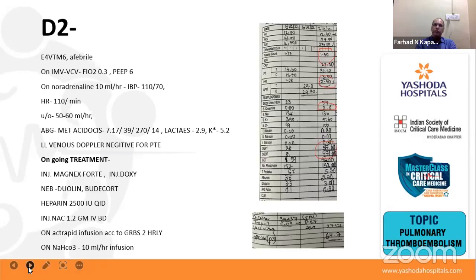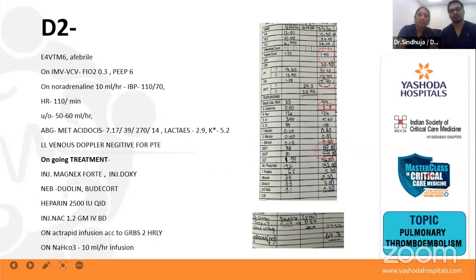Lactate is 2.9 and potassium is 5.2. There was a rise in serum creatinine from 0.8 to 2. Platelet count is 1.5 lakhs and total counts were 27,000. And there is a rise in SGOT and SGPT to 517 and 471. And ongoing treatment was Magnex-4, injection doxycycline, nebulization with Duolin, Budicort, heparin 2,500 units QID.